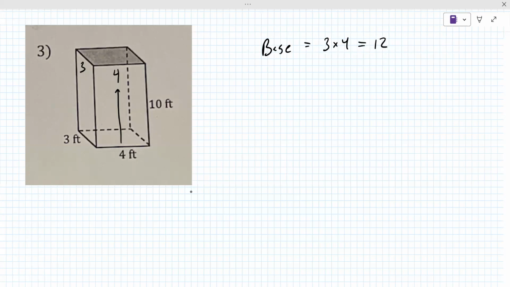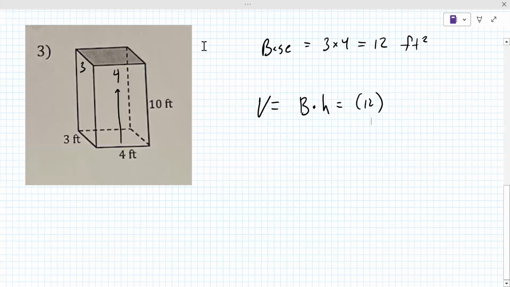What are the units? Feet cubed. It's an area. Feet squared. The volume is the area of the base times the height. So the base is 12.